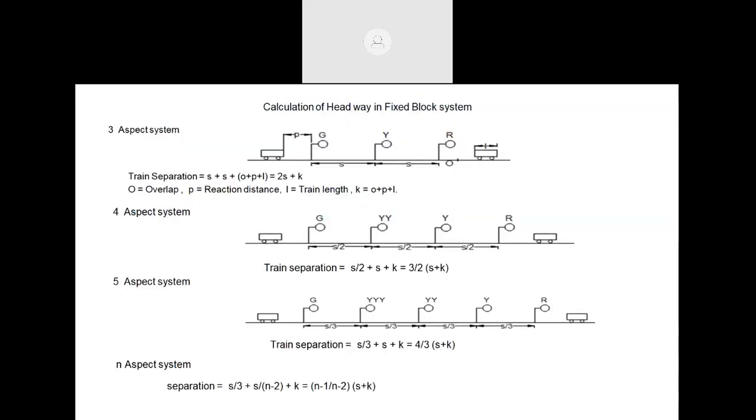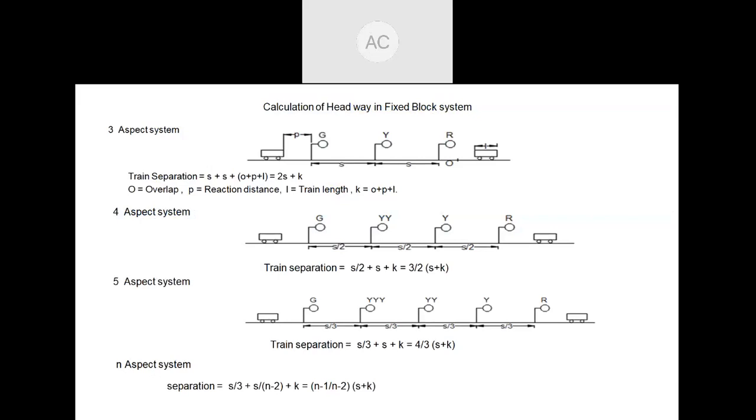Yeah, having said all these things, I said in the beginning, are we moving towards 2-aspect signaling? And if so, why do I say that? Now, if you take the calculation for a fixed block system, the 3-aspect, you can see there are 2 trains in position. The distance between the yellow and the red is the braking distance, which I calculated as S. So that means the intersignal distance is S.